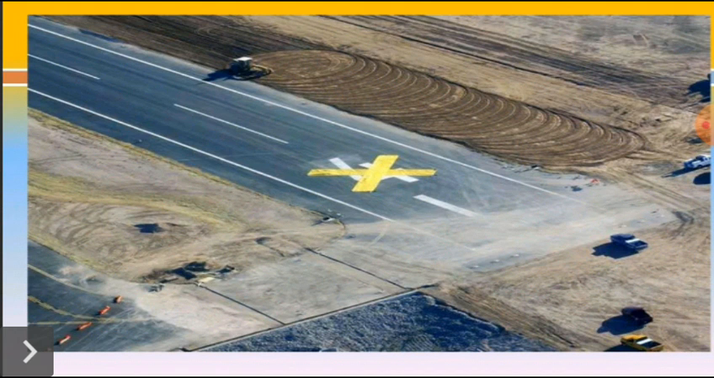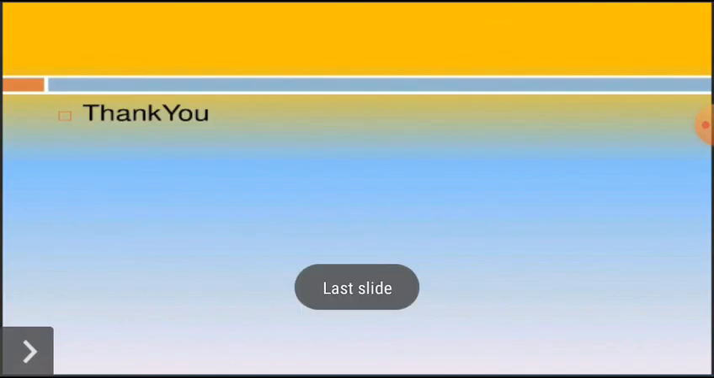So, the airport markings such as the runway marking, taxiway marking, apron marking and other components in airport marking are discussed.